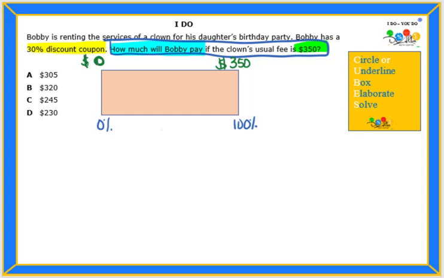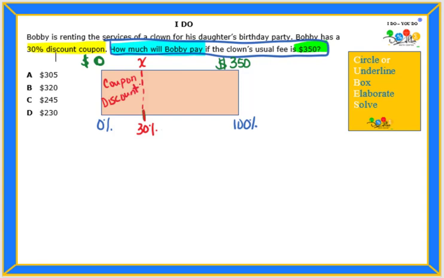But here, Bobby has a discount coupon, and that discount coupon is for 30%. So we're going to mark it. It's going to be about right here. And so that means that we're trying to figure out the amount of money that's from 0 to that, because that's going to be our discount. So that is our coupon discount.